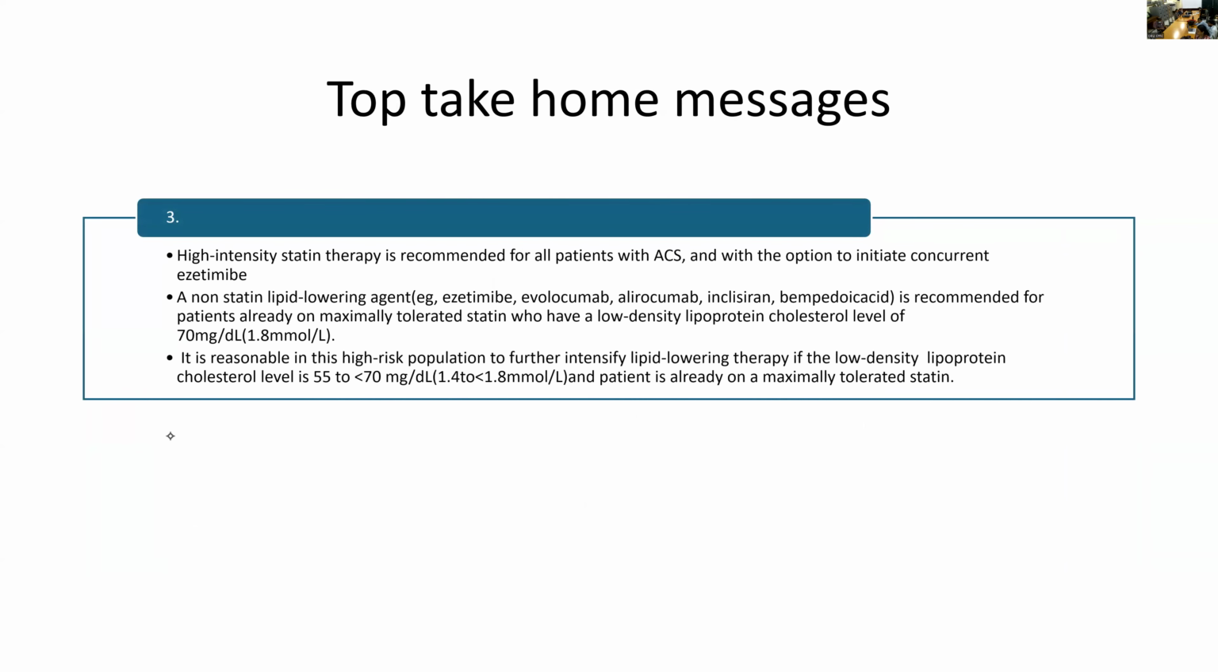So the third one is with regards to lipid lowering therapy. High intensity statin therapy is recommended for all patients with ACS with an option to initiate concurrent ezetimibe. We don't have to wait for 3 months before we add on ezetimibe. A non-statin lipid lowering therapy like ezetimibe, PCSK9 inhibitors, inclisiran, bempedoic acid is recommended for patients already on maximum tolerated statin and whose LDL is more than 70. It is reasonable to use this in the highest risk population to further intensify the LDL cutoff to less than 70.